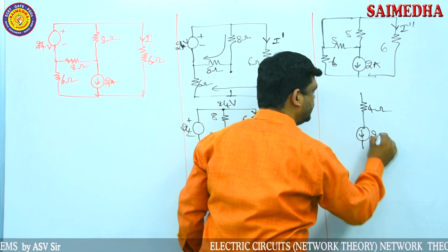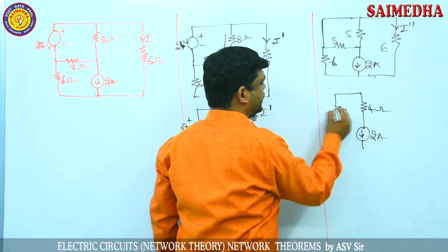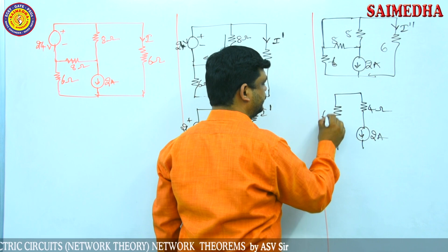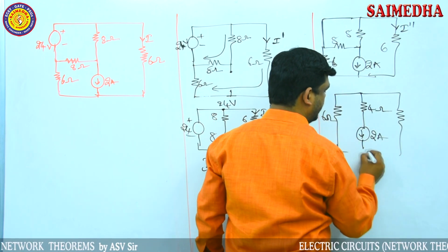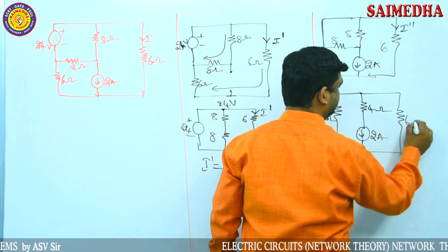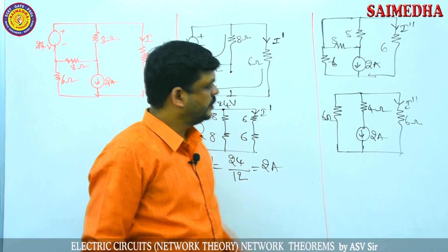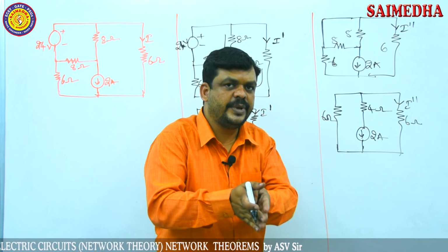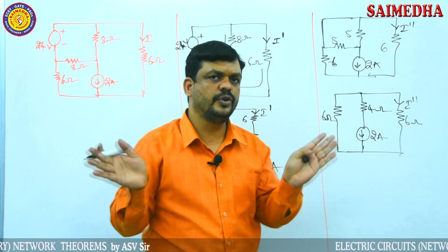This current source value is 2 amps. Then on this side there is one 6 ohms resistor, and on the other side one more 6 ohms resistor. Then we want the current through this branch, I double dash. So the 2 amperes current is dividing into 2 parts.